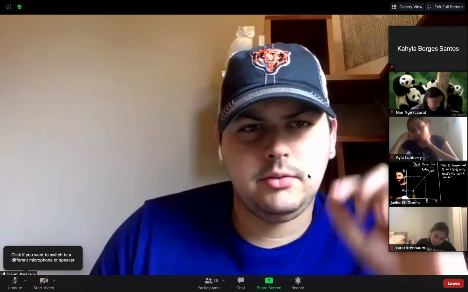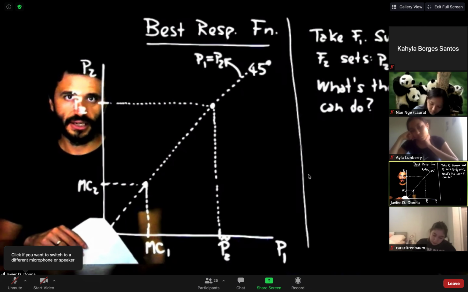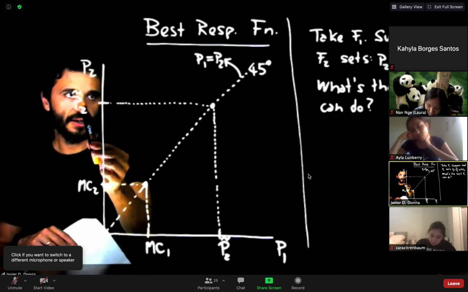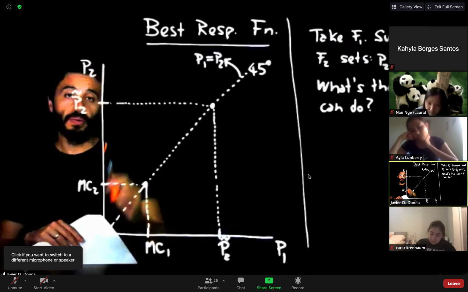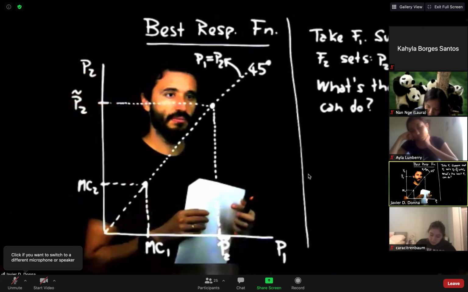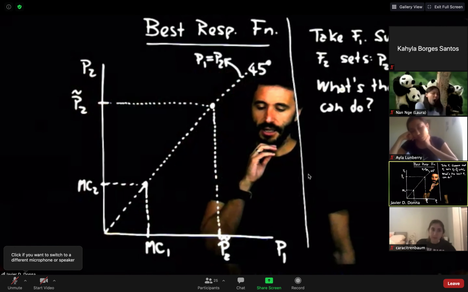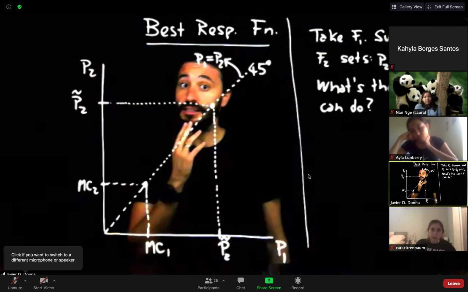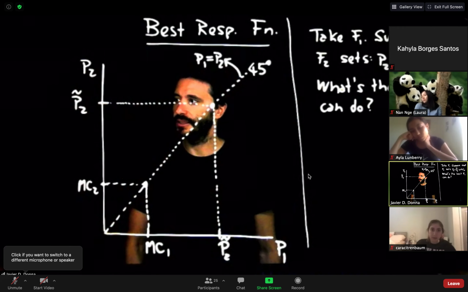Will it have to be the same price? Well, let's think about it. If firm 1 chooses P1 equals P2 tilde, you go back to the residual demands that we derived and described in the previous board, and then they're going to split the market equally. So that's fine. That's not that bad. Can firm 1 do better than that?